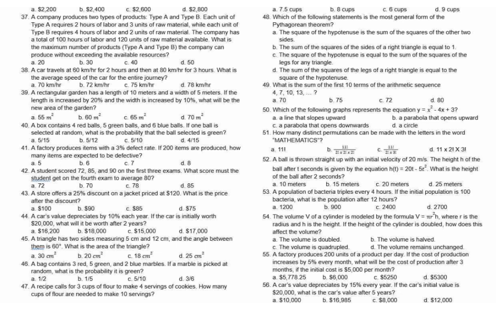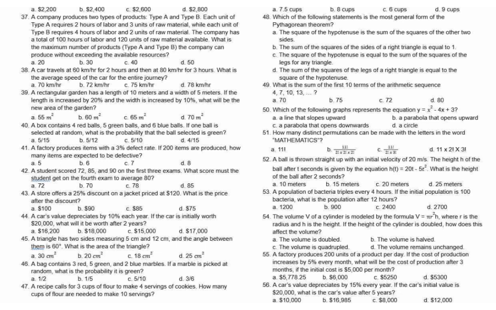Letter C. A population of bacteria triples every 4 hours. If the initial population is 100 bacteria, what is the population after 12 hours? So after 12 hours, the population of the bacteria will be 2,700.